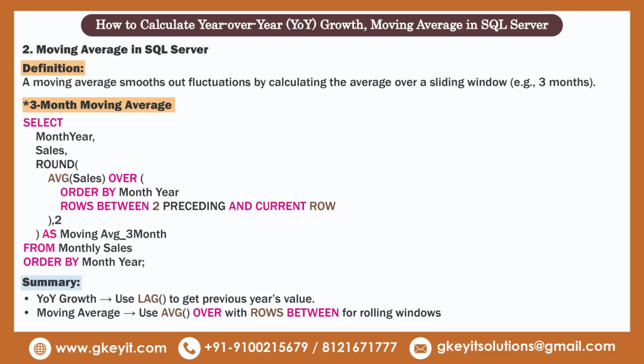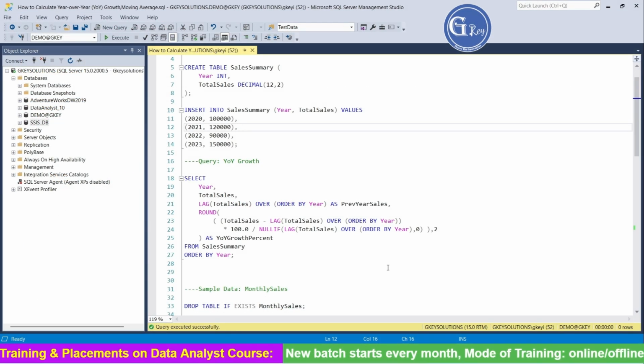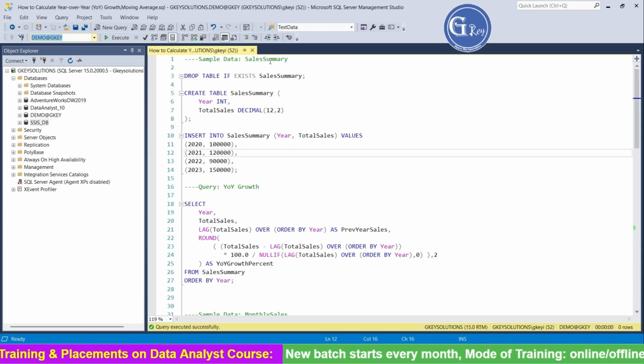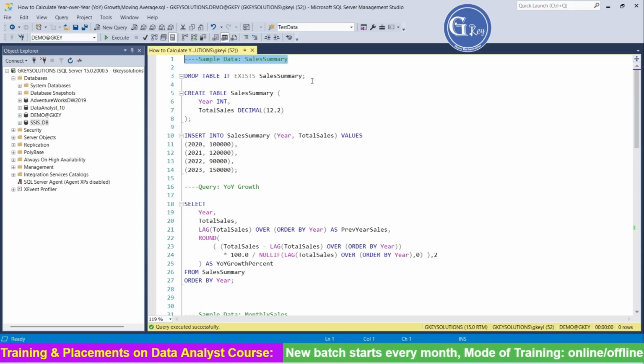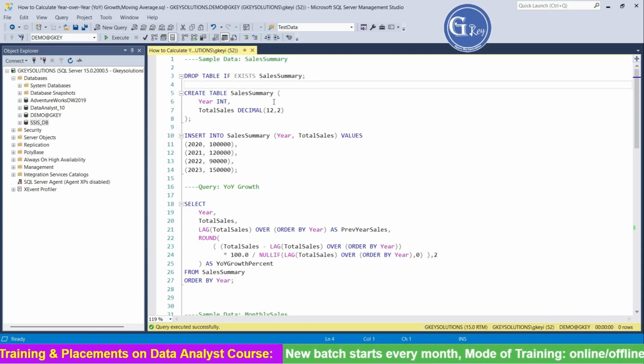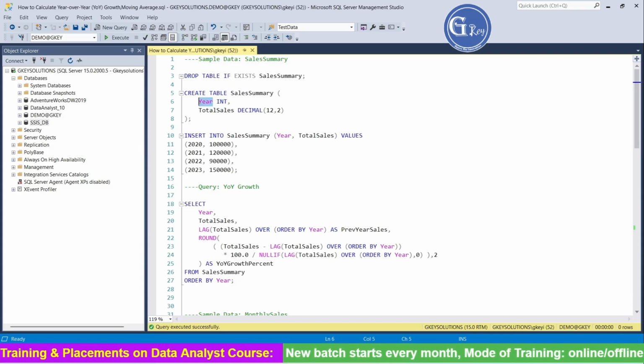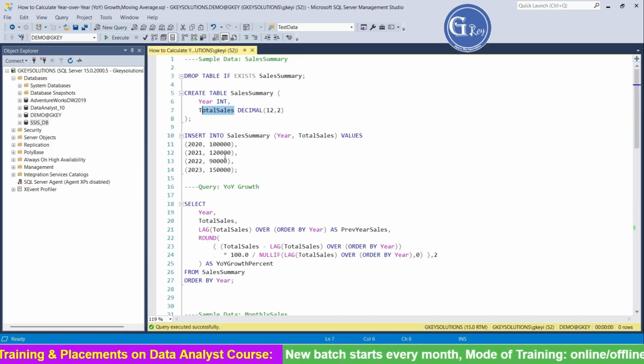We'll see these things practically in SSMS. We are in SSMS, that is SQL Server Management Studio, and we are at the demo GKey database. Here we are going to check the sales data first. For example, we are creating a table called sales_summary with the columns year and total_sales, integer and decimal, and we are inserting 4 rows of data into it.